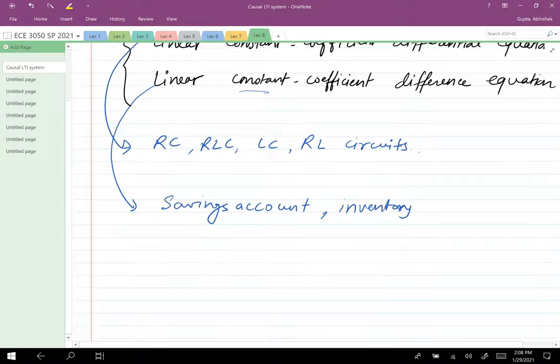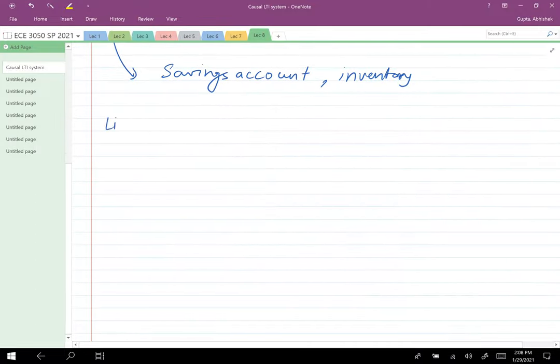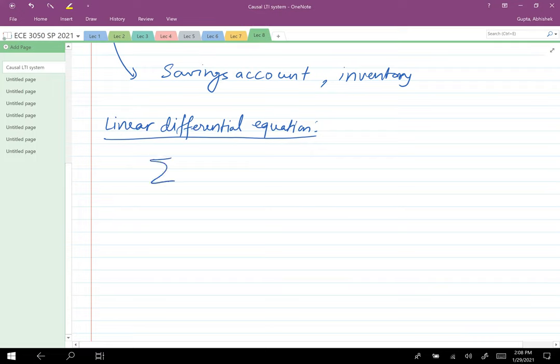Okay, so what does a linear differential equation look like? It would look something like this. Summation of a_k d^k y(t) over dt^k, k goes from 0 to capital N, equals summation.